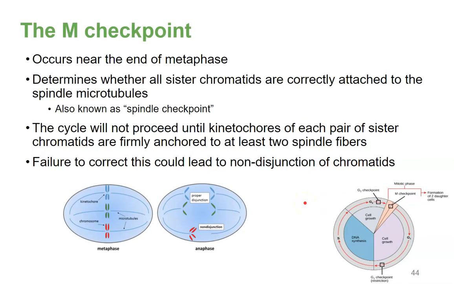All right, so the last checkpoint, the M checkpoint, makes sure that all of the tubules are connected during metaphase of mitosis. If they aren't, what happens is non-disjunction. So one cell is going to have extra DNA, and the other cell is going to be missing some DNA.